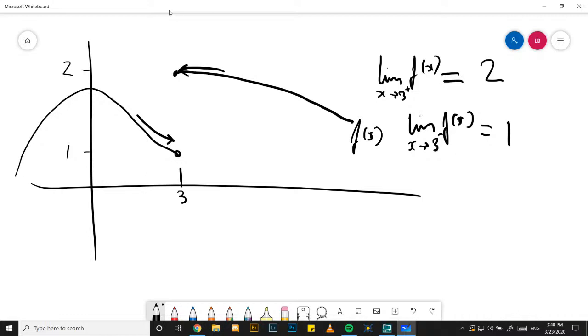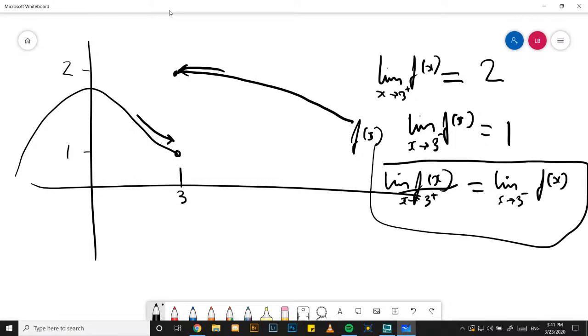This also leads very nicely into a definition of continuity for HL, which is basically asking whether this function is continuous. This function can only be continuous if the limit of f of x as x approaches 3 from the positive direction is equal to the limit of f of x as x approaches 3 from the negative direction. So this is also very important, and that's the definition of continuity.